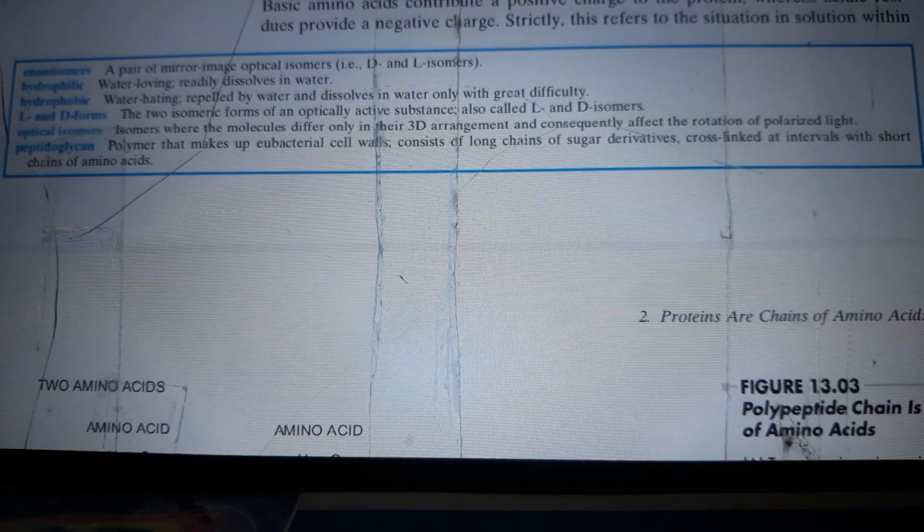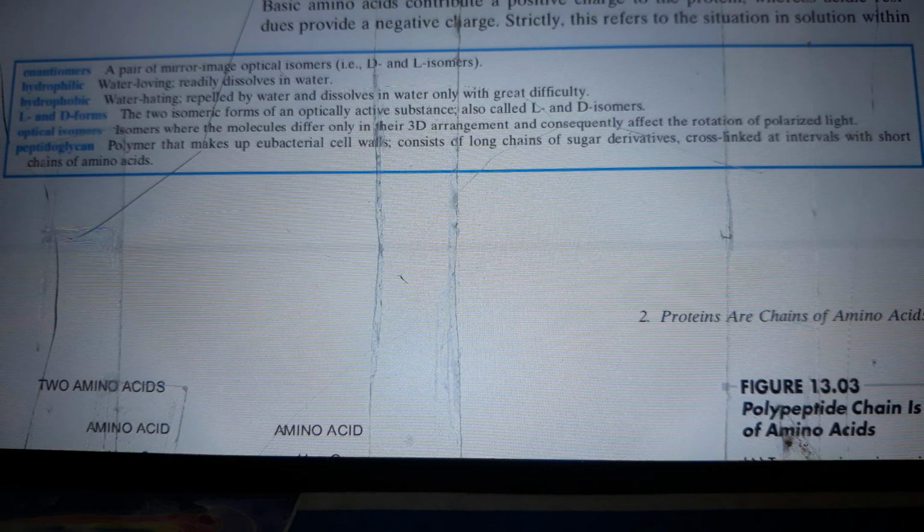The hydrophilic amino acids may be subdivided into basic, acidic, and neutral. Basic amino acids contribute a positive charge to the protein, whereas acid residues provide a negative charge. Strictly, this refers to the situation in solution. So before I can proceed to the next page, let me read out these important notes about the various terminologies and the crux of the subject.